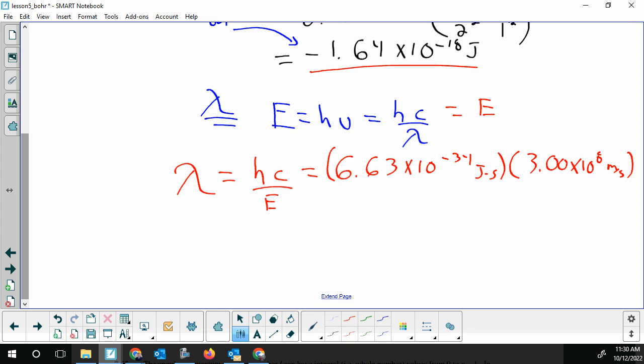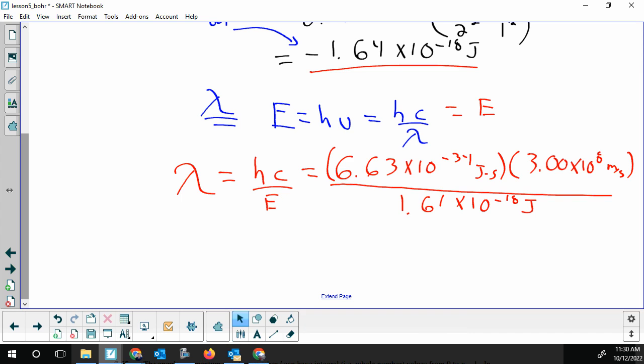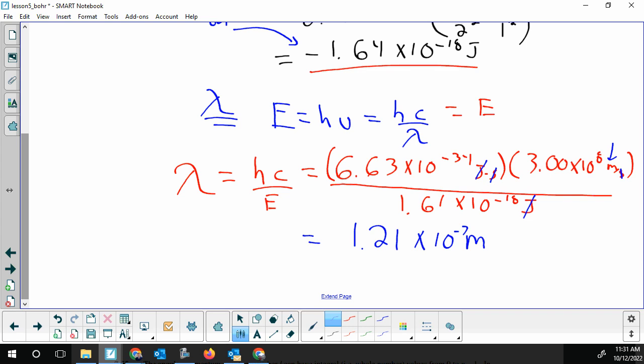In rushing, I wrote lambda twice in my relationship. So I set it right that E goes to the bottom. I just wrote lambda by mistake. Okay. So that's going to be the same for all of our transitions. We just have a different energy, 1.61 times 10 to the minus 18 joules. The minus went away. That was out. We're not going to get a negative wavelength. So I have joules on the top and joules on the bottom. In my numerator, I have seconds on the bottom and seconds on the top, so the only thing that didn't cancel out was my meters. And I got 1.21 times 10 to the minus 7 meters.